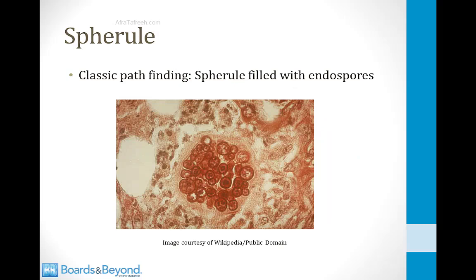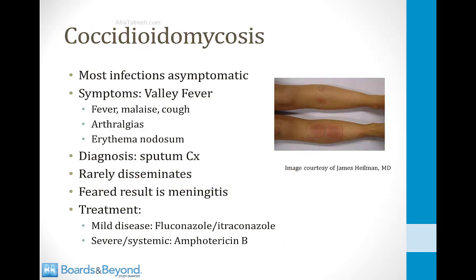So the classic pathology finding here is a spherule filled with endospores, and this is a picture of one. You can find lots of other ones online, but it's a structure that contains lots of smaller circular structures, and those are the endospores. Just like with all the fungal pneumonias, most infections are asymptomatic, but people who get sick get a condition called valley fever. So they have fever, malaise, and cough. They also get joint pains, and then they get a skin finding called erythema nodosum.